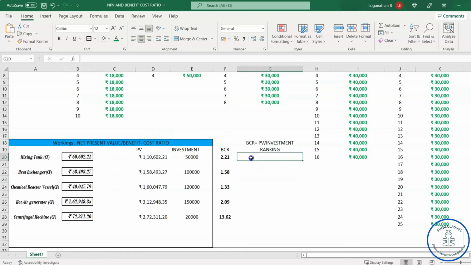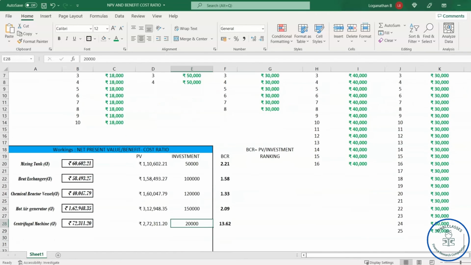Right, now the ranking is the first rank that we can give. So we have to give the ranking over here, but I find that there is an outlier coming up, that is 13.62. So we have just missed a value over here. So investment is not 20,000, we have to check the investment value, we have 2 lakh rupees, right? So I'll change this to 2 lakh. Yes, now it is coming. So you have the BCR is 1.36.